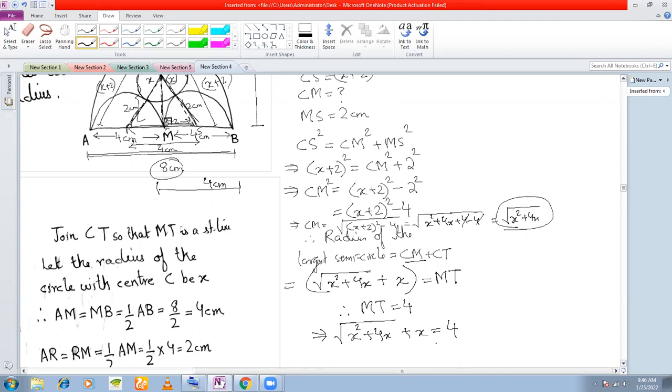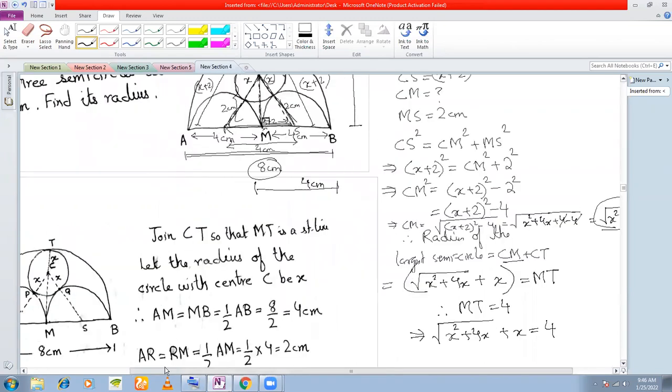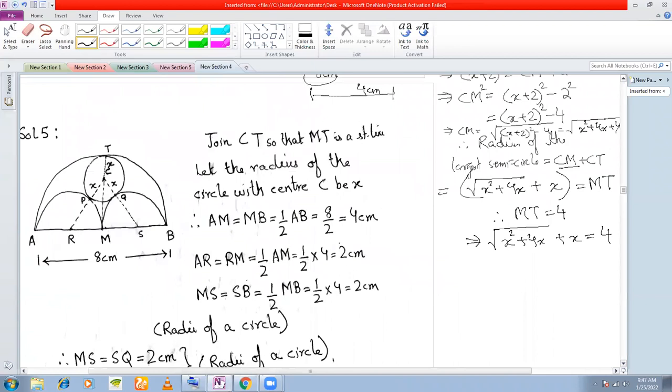Now this is an equation that we need to solve. And once you are able to solve this equation, you will be able to find the value of X. The solution part I have done in the notes. You can go through the solution. So this was a very critical problem and also a very interesting problem. If you have a keen understanding of circles, this was a very interesting problem. So I'll stop here for today.